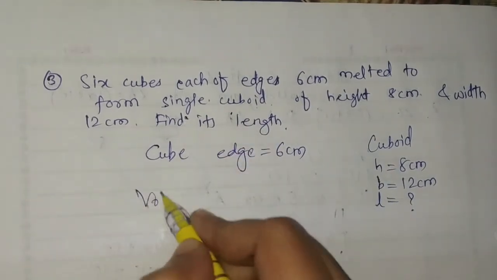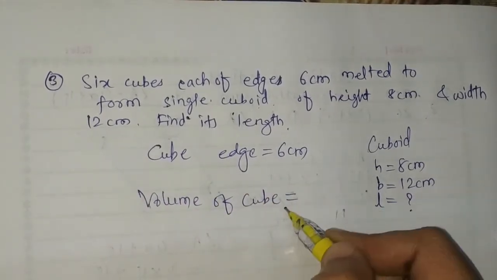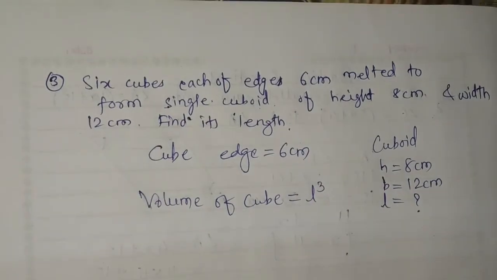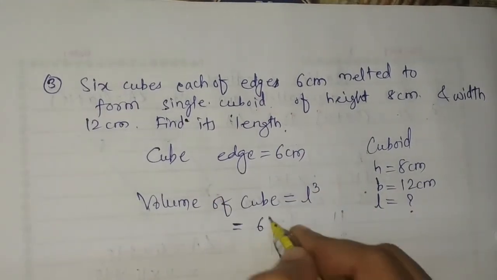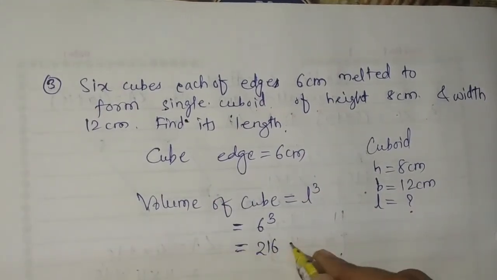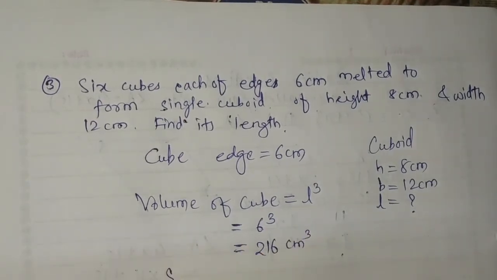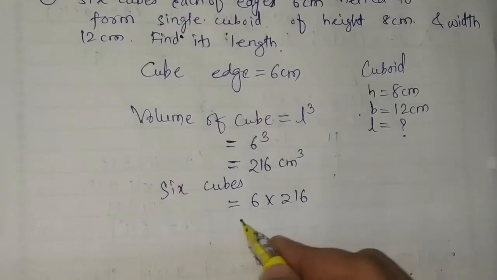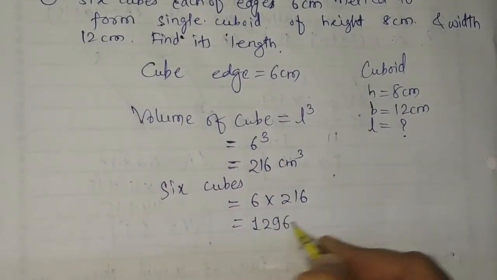We'll find out the volume of a cube. We'll write the formula L cube, so it is going to be 6 cube. 6 cube is going to be 216 centimeter cube, and like that we have 6 cubes. So 6 cubes is going to be 6 into 216. So we'll get 1296.